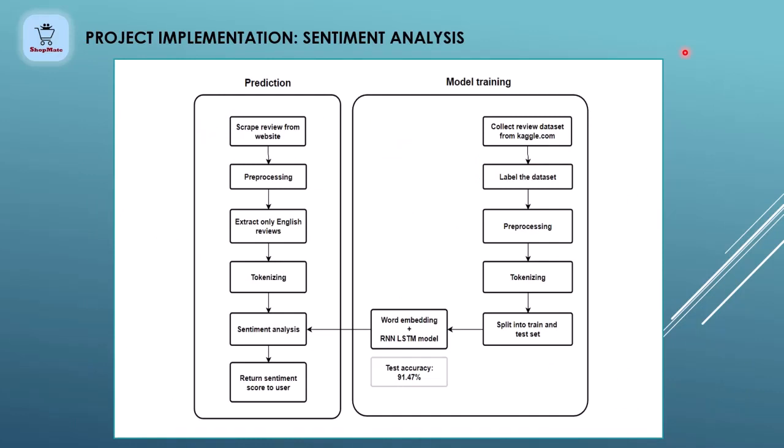One of the implementations that I want to share with you is this sentiment analysis. It can be divided into two parts, which is model training and prediction. For model training, the review dataset is collected from Kaggle.com and then I label the dataset. I also apply some pre-processing to the dataset, such as lower the case, removing punctuation, numbers, and emoji. And then the dataset is tokenized and split into training and test set in the ratio of 8:2.